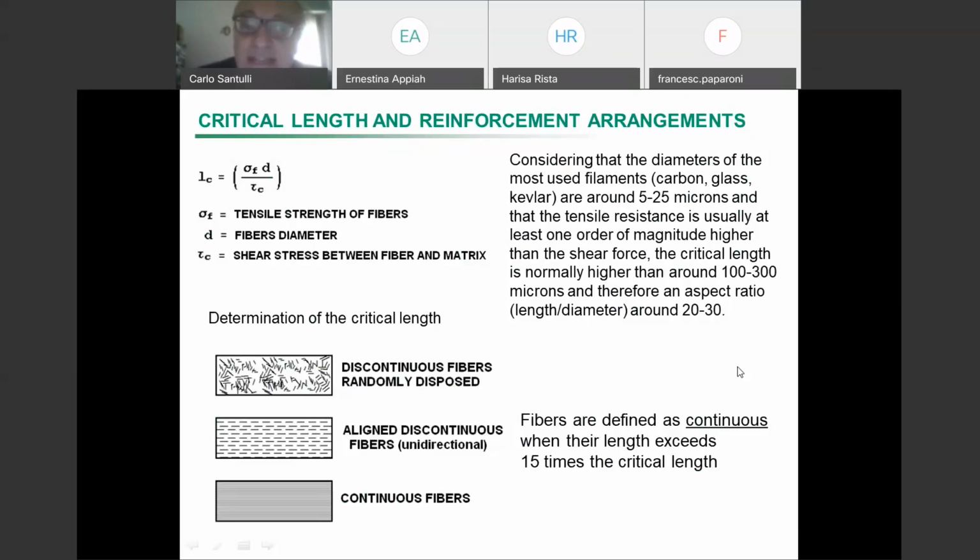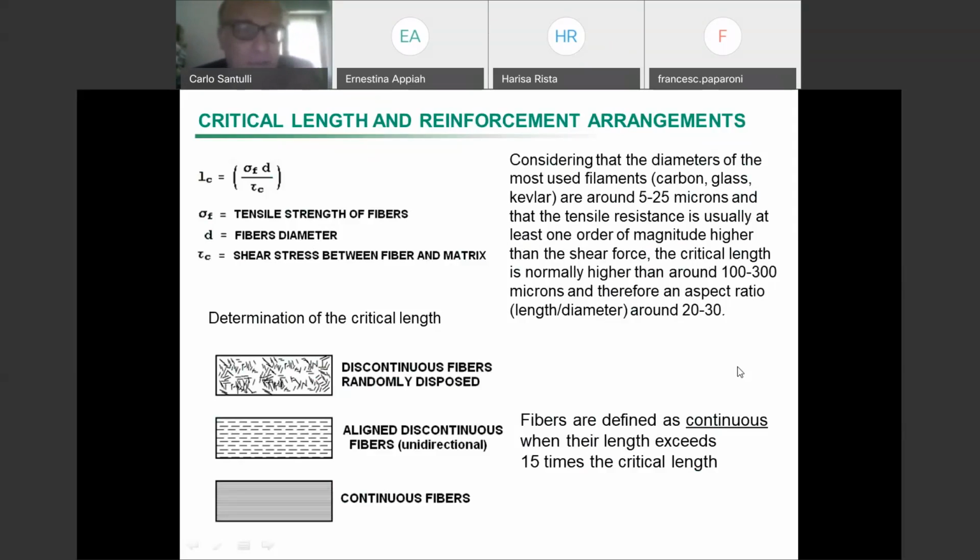And you need to consider that tensile resistance is much more than shear resistance. We might consider that to give an idea about this formula, equation. You will know the fiber's diameter because you fabricated the composite. You will know the tensile strength because you have done a tensile test of the fiber. What is more difficult, as for testing, is to measure the shear strength of the interface.